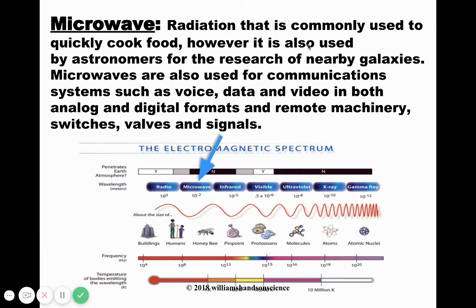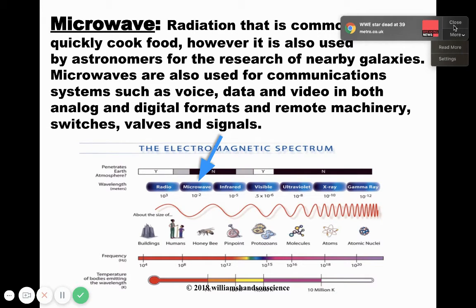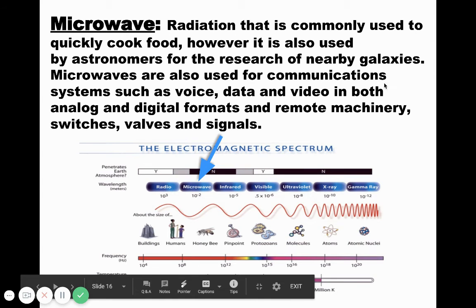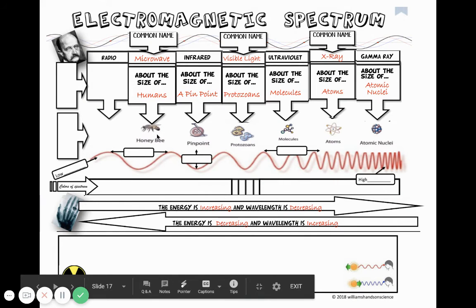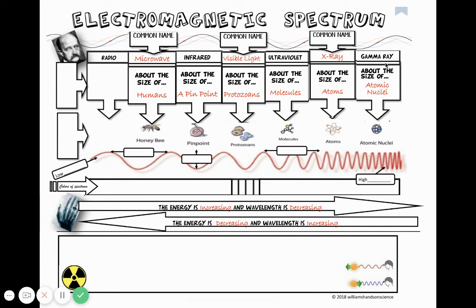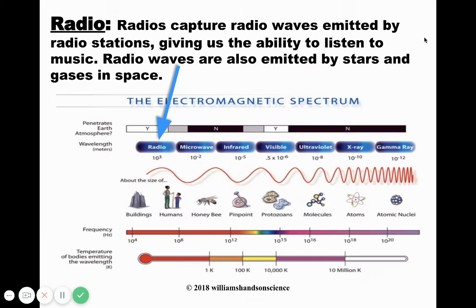So microwave radiation is commonly used to quickly cook food, but we can also use it for research of nearby galaxies. Microwaves are used for communications, voice, data, video, both analog and digital formats, and remote machinery, switches, valves, and signals. So microwaves, they say it's about the size of humans. I had drawn the honeybee. I put the honeybee in here, but the humans are going to be next. So it's kind of, I mean, they do range. They range in size. So you can draw that in.